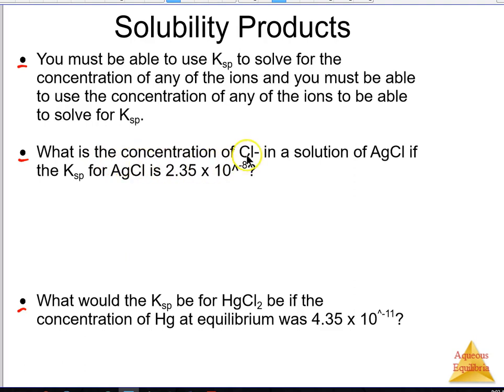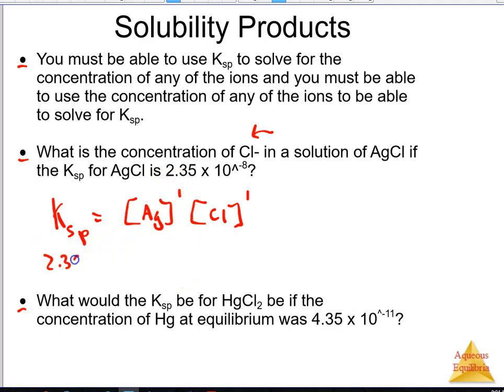What is the concentration of Cl minus in a solution of AgCl if the Ksp for AgCl is 2.35 times 10 to the negative 8? So the first thing you would do is write your rate law. Ksp equals, there's no subscripts here, right? So it's just Ag to the first and Cl to the first.